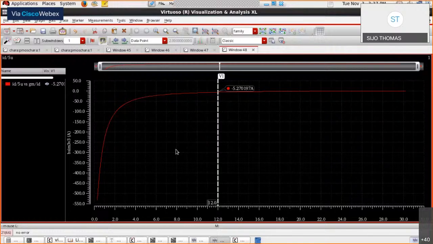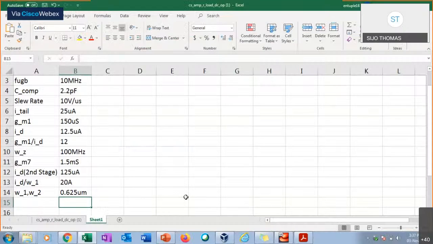Okay, so Naveen, I think we can update the values in the spreadsheet and move further. Yeah.